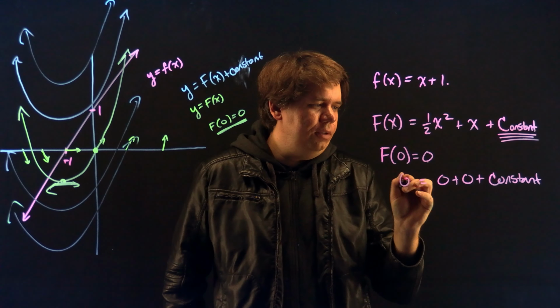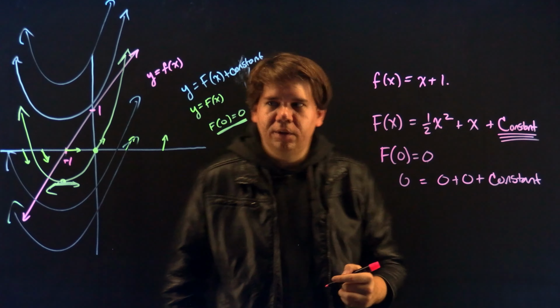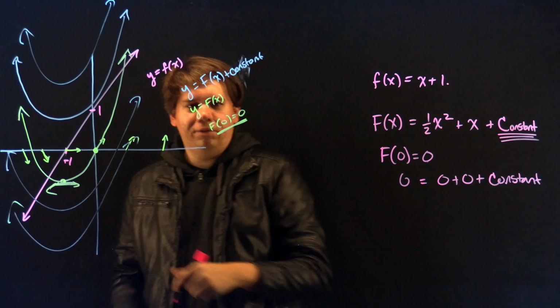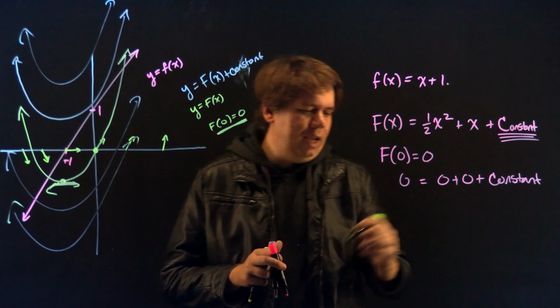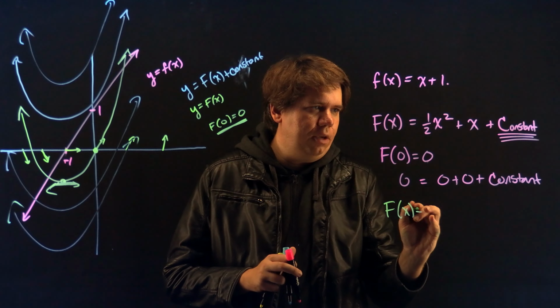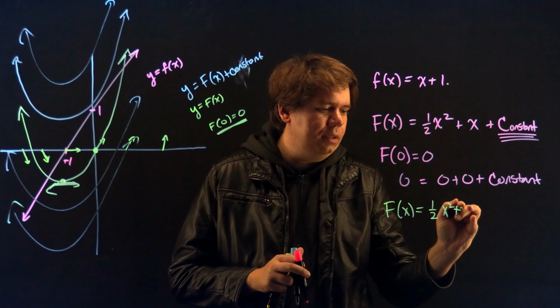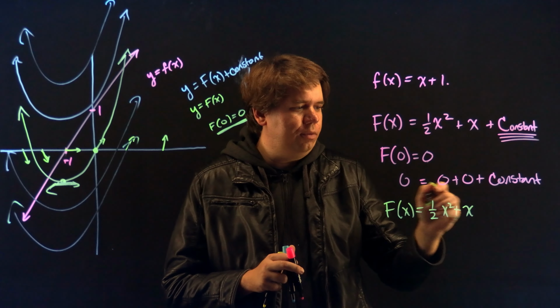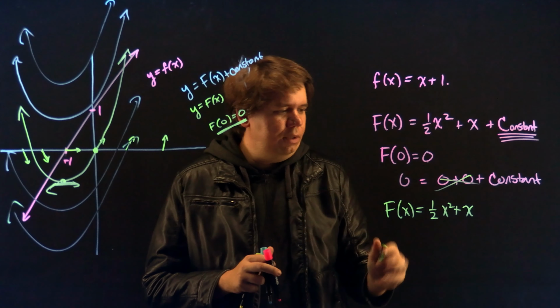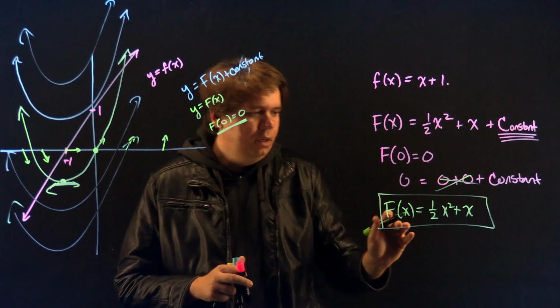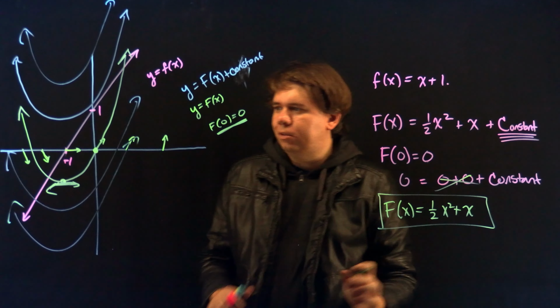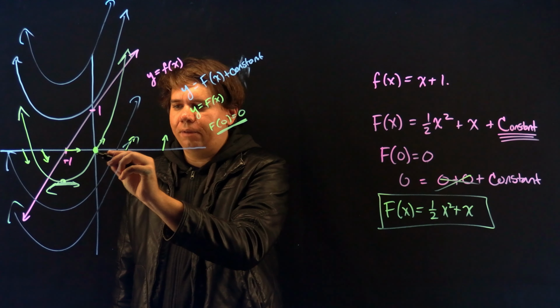I want that to equal 0, so I get that my constant is 0. So it turns out that this green guy right here came out to be the graph f of x equals 1/2 x squared plus x, where my constant came out to equal 0. So I don't need to put a constant at the end. Okay, so that gives me a particular antiderivative that passes through a given point.